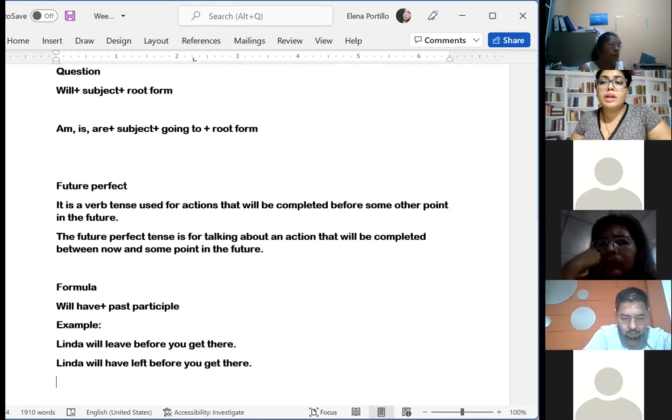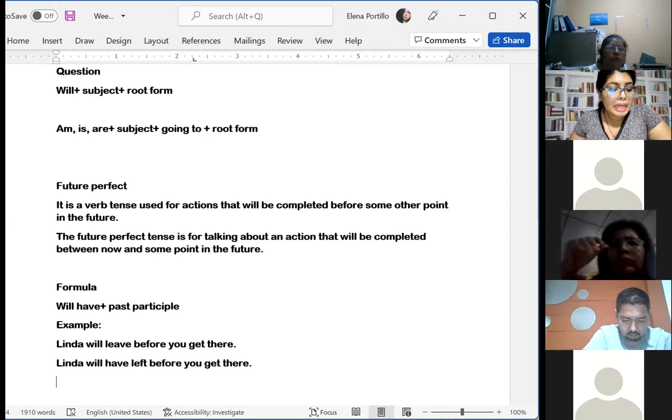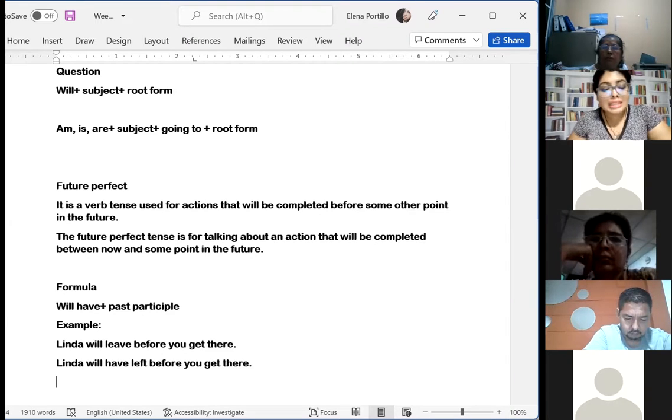In this case, when we're not going to use this tense, the future perfect. The future perfect is only for actions that will be complete before a specific point in the future. In other words, the action you are talking about must have a deadline. If you don't mention a deadline, use the simple future tense instead of the future perfect tense. So in this case, we are going to make this clear.